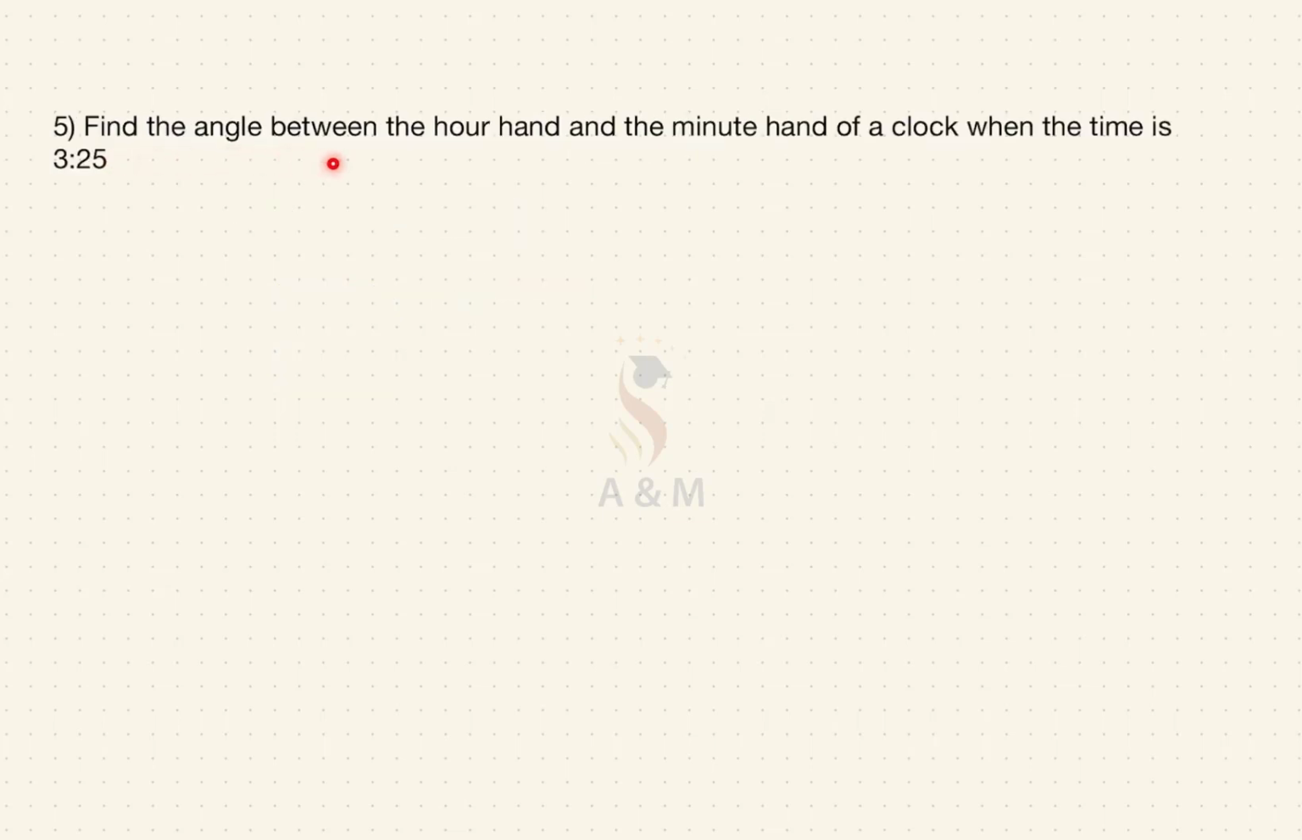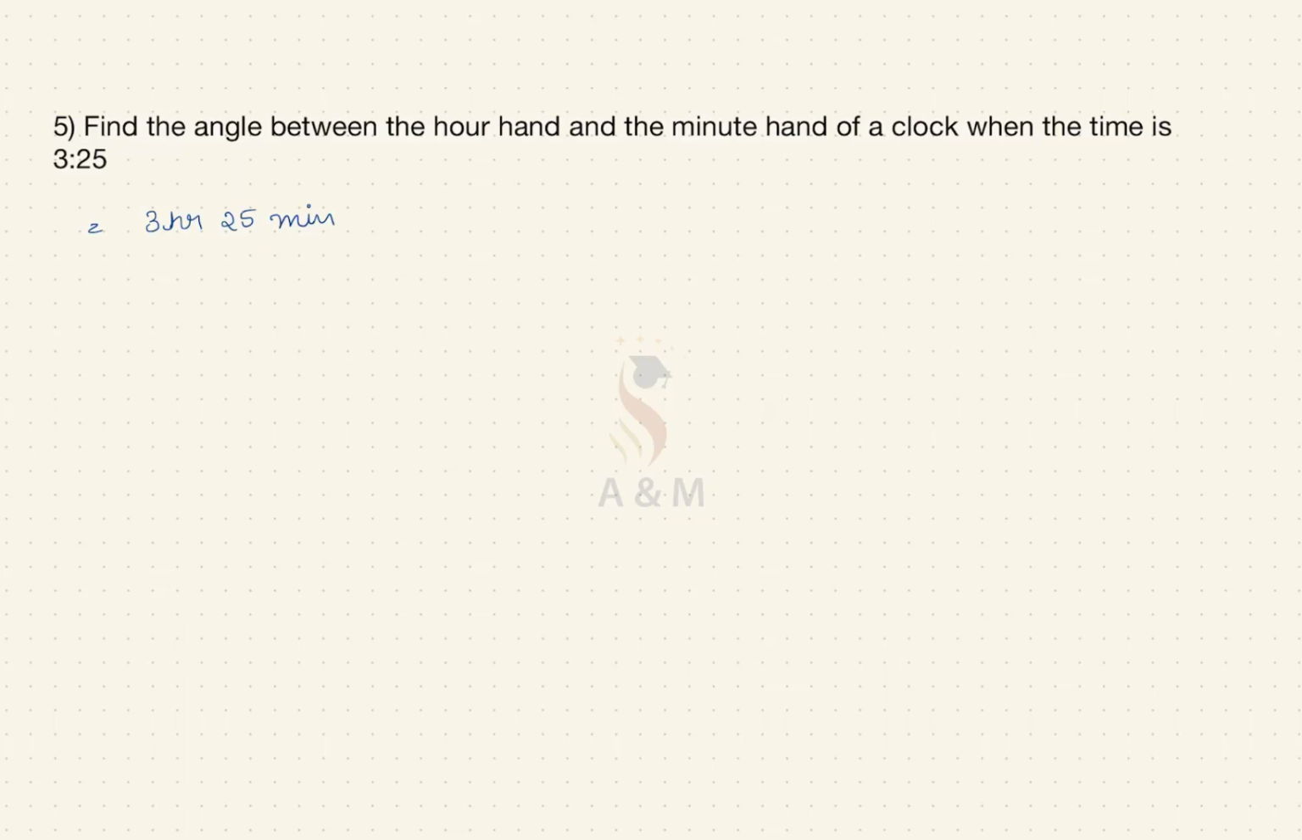Find the angle between the hour hand and the minute hand of a clock when the time is 3 hours 25 minutes. So this is 3 hours 25 minutes. You have to find the angle, the degrees between the hands, that is the hour hand and the minute hand, when the time is 3 hours 25 minutes.